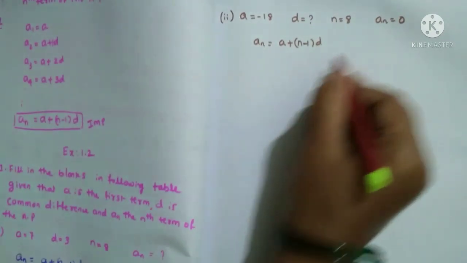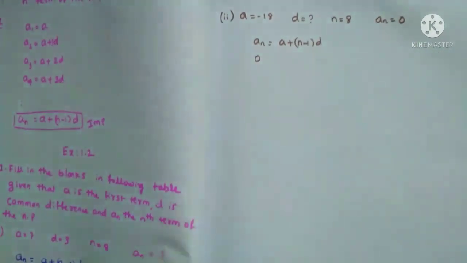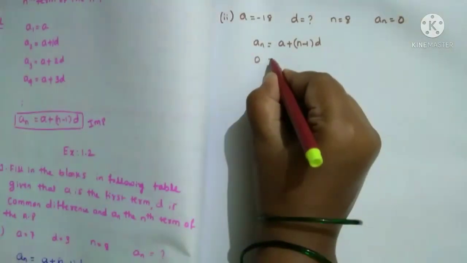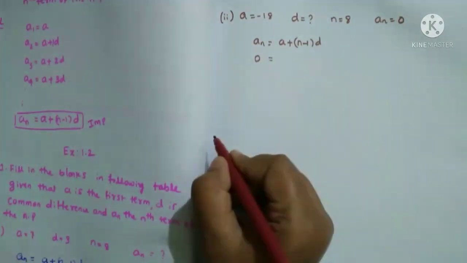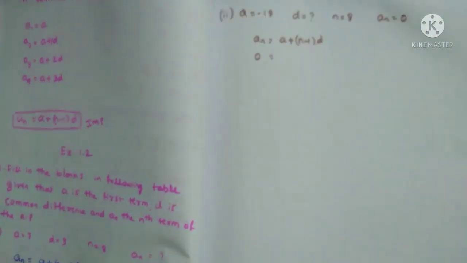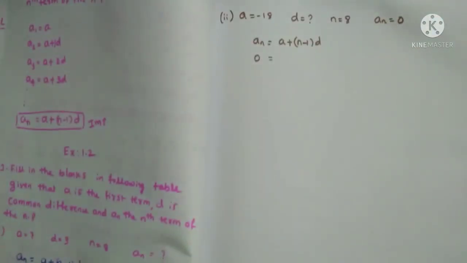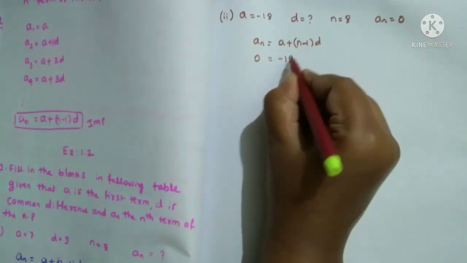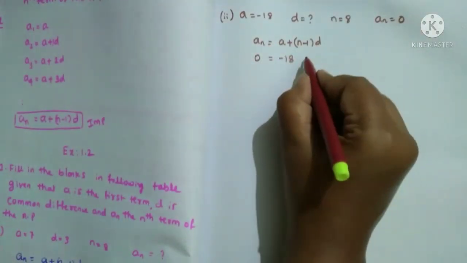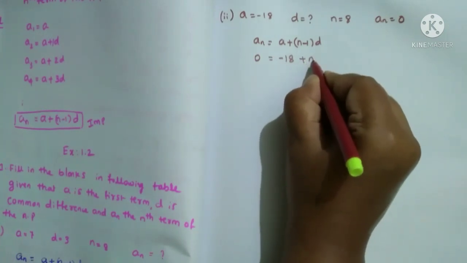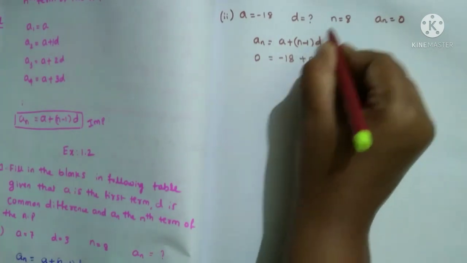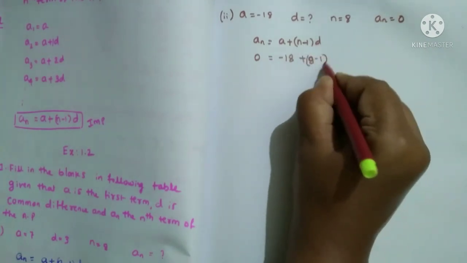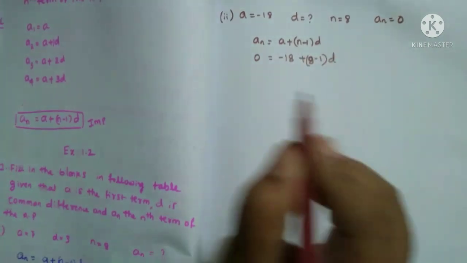AN value, what they have given here, 0 is there. 0 I'll substitute. In the last sum AN they didn't give; now they have given AN value. What we have to find here? D value you have to find. Clearly they mentioned here what you have to find. Easily you can do it. A value what is there here? Minus 18. Don't forget to write minus 18 plus N minus 1. Sorry, we have N value also here, so 8 minus 1 into D. We don't know D, so keep as it is.